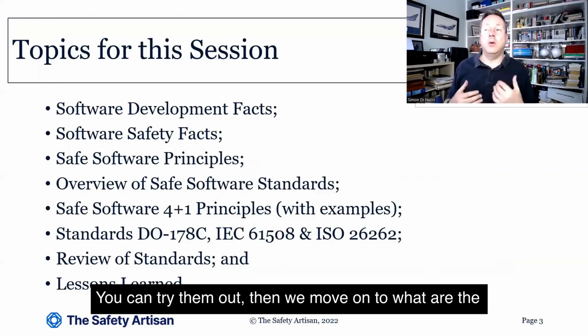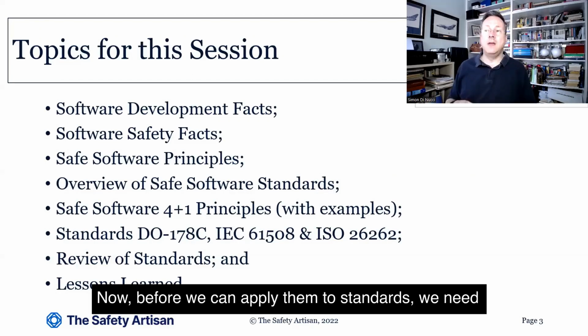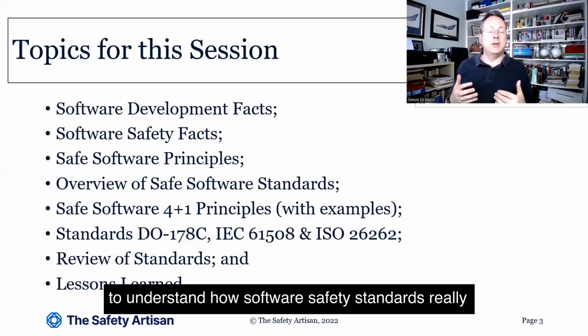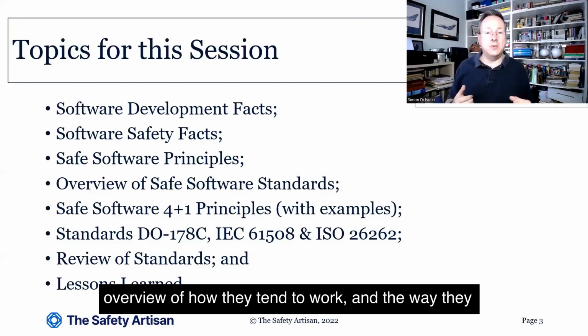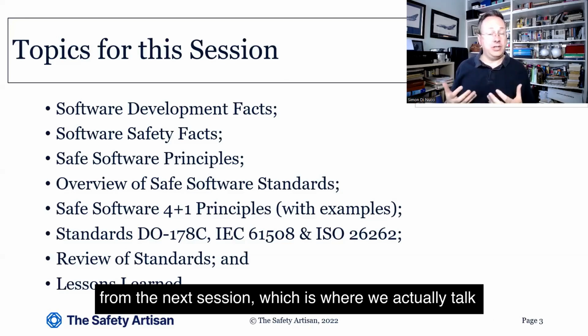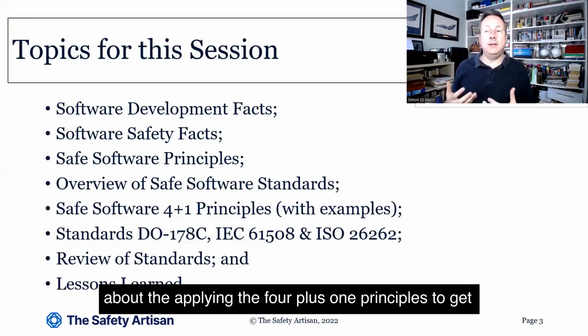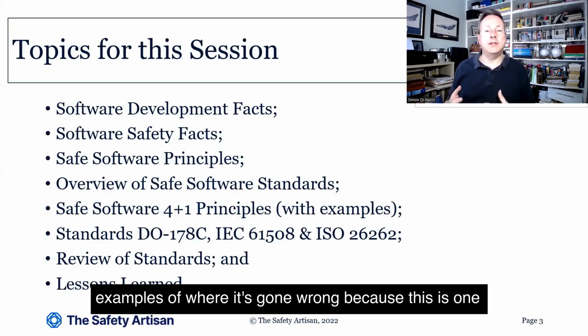Then we move on to what are the safe software principles, those 4+1 that I mentioned. Now, before we can apply them to standards, we need to understand how software safety standards really work. And in that lesson, I give you an overview of how they tend to work and the way they are built up. And then that will enable you to benefit from the next session, which is where we actually talk about applying the 4+1 principles to get safe software, and most important of all, applying real examples of where it's gone wrong.